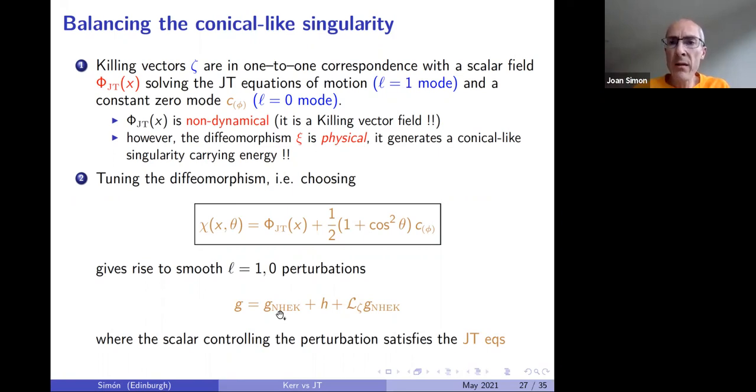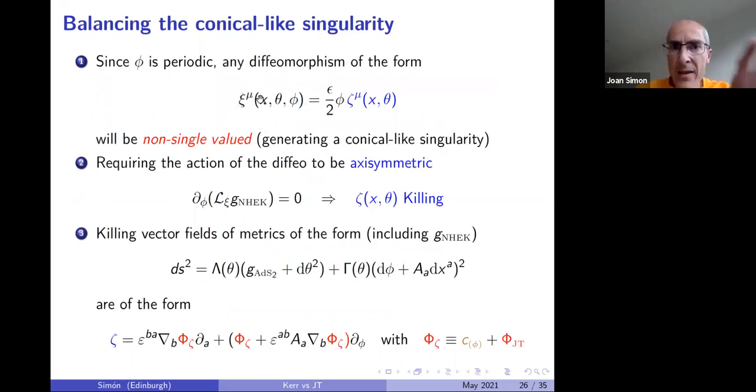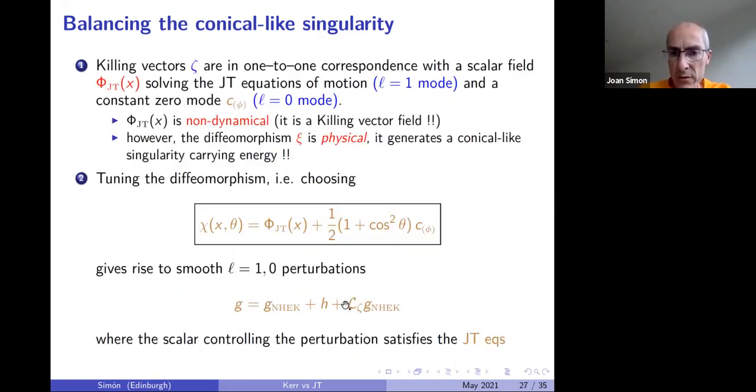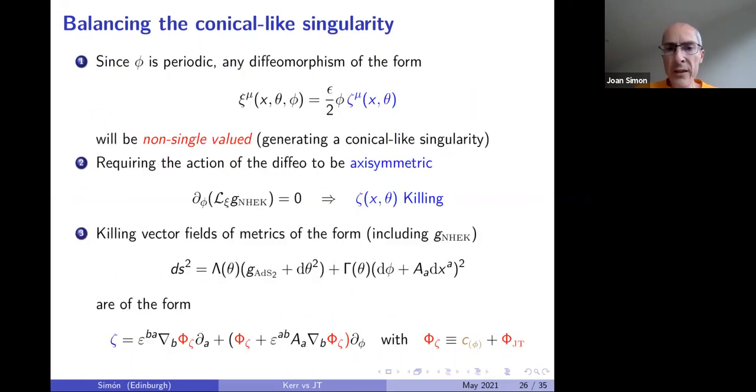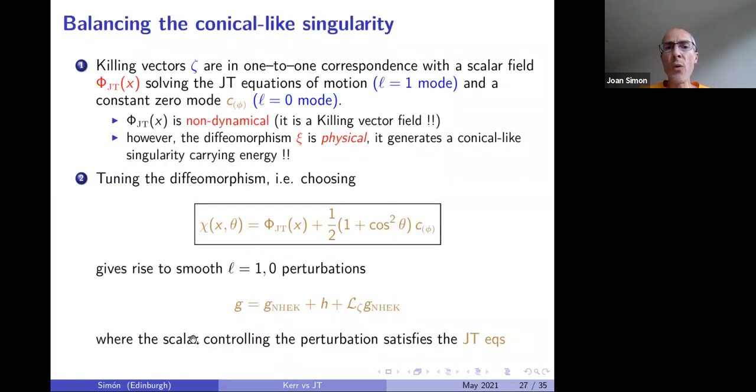I started with NHEK, which is near horizon extremal Kerr. I consider a perturbation. I have identified the quantum numbers of the perturbation that know about JT, but it's a singular perturbation. I am adding the perturbation generated by this singular D field, that's this piece, and I'm going to tune that piece. Tuning that piece means choosing this red scalar field. I'm going to choose it in such a way that the overall perturbation is smooth. And this can be achieved.